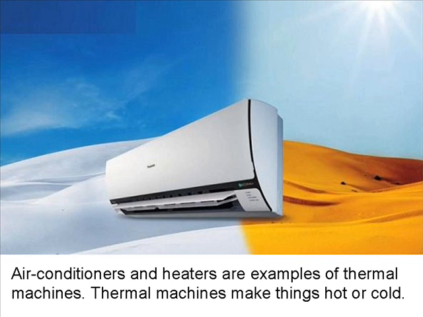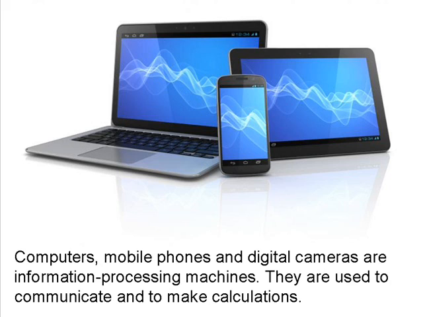Air conditioners and heaters are examples of thermal machines. Thermal machines make things hot or cold. Computers, mobile phones, and digital cameras are information processing machines. They are used to communicate and to make calculations.